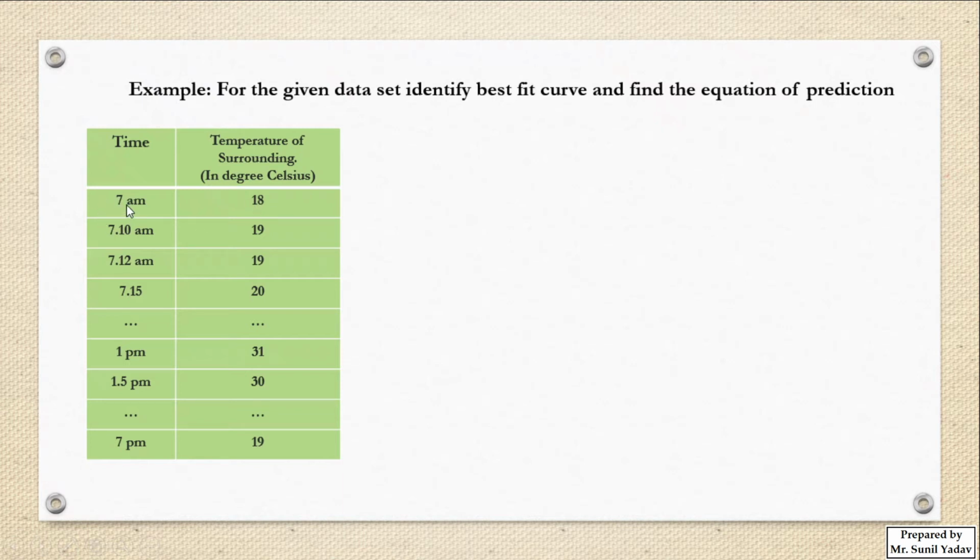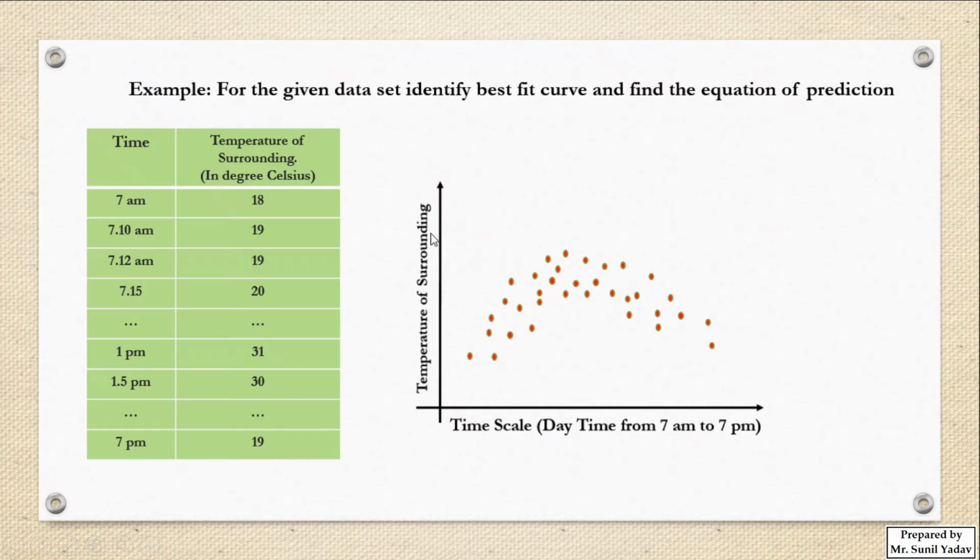Then again the temperature was noted at 7:10 a.m. So that time it was 19 degrees Celsius. Again it was measured at 7:12 a.m. It was 19 degrees Celsius. Again the temperature was noted at 1 p.m. So that time it was the peak, and it was something like 31 degrees Celsius. And again the temperature was noted at 7 p.m. and that time it was 19 degrees Celsius. In the same way, so many data samples have been taken, around 1000 samples. Now if I plot those samples on a graph, it will look something like this.